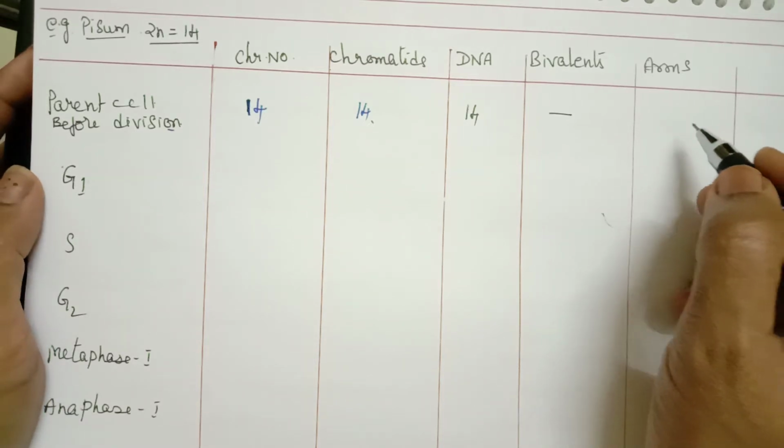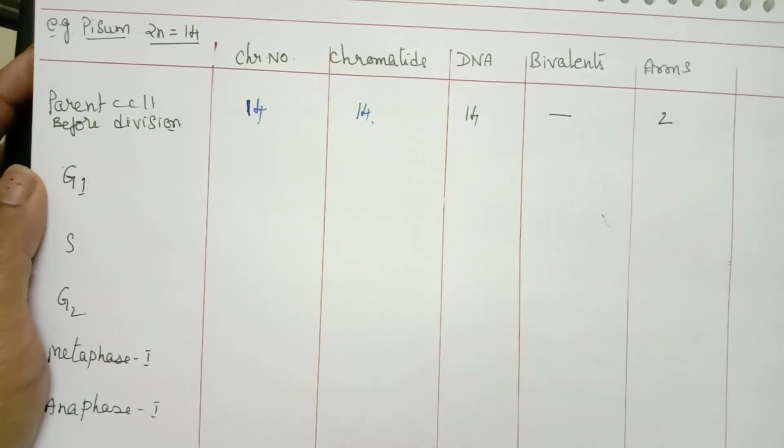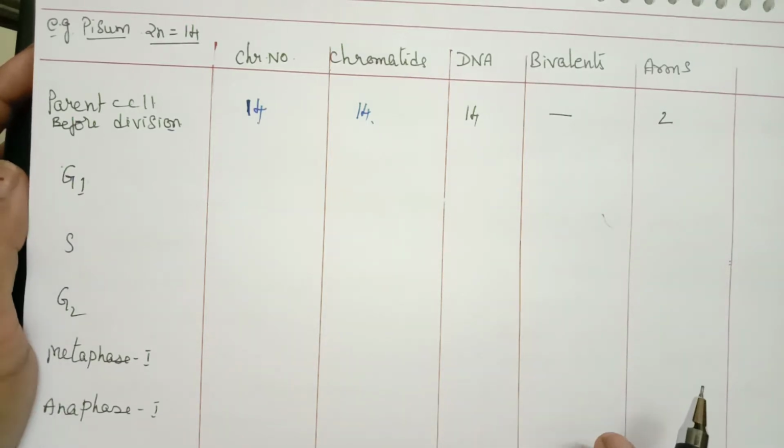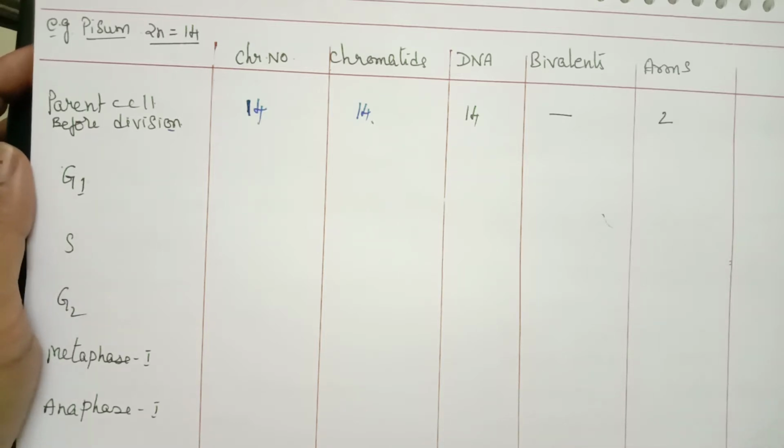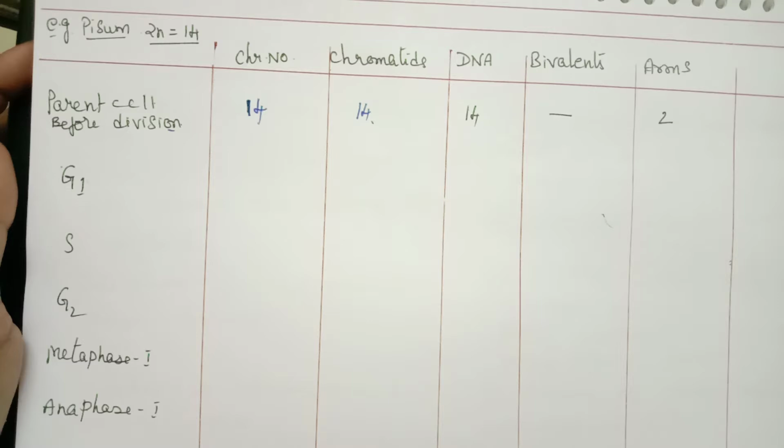Arms, if we take, there will be two arms present. Depending on the centromere, always a chromosome will have two arms except for telocentric. This is a very important point which you have to remember, children. There are 4 types of chromosomes based on the centromere. First is metacentric, then submetacentric, then acrocentric, telocentric. So except for telocentric, the remaining 3 types of chromosomes will have 2 arms.